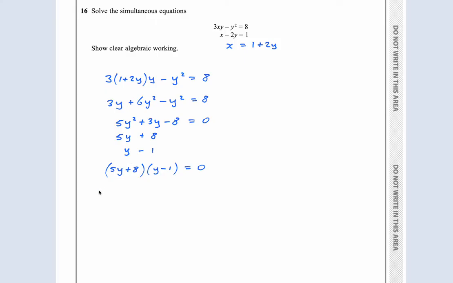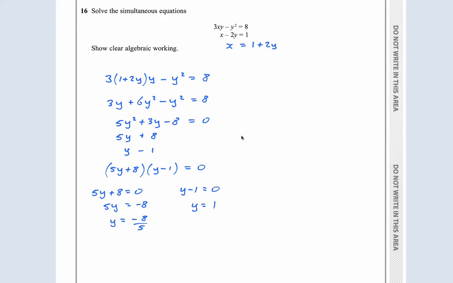Okay, now I'm not nearly done. I have to get my y's. So 5y plus 8 equals 0. y minus 1 equals 0. 5y equals negative 8. y equals negative 8 over 5. And y equals 1. Okay, now I have my two y's.